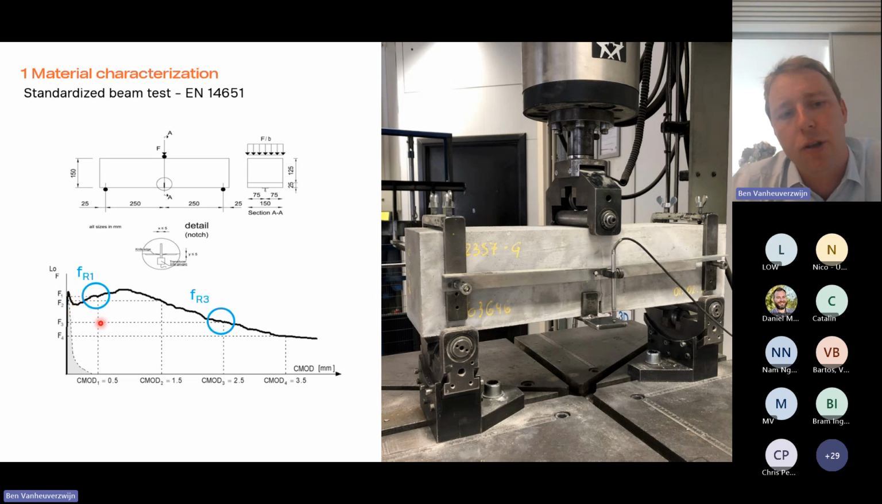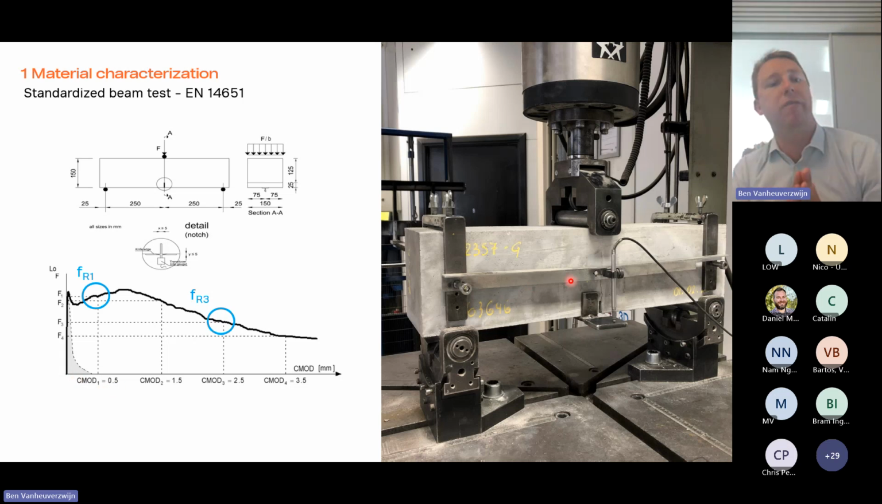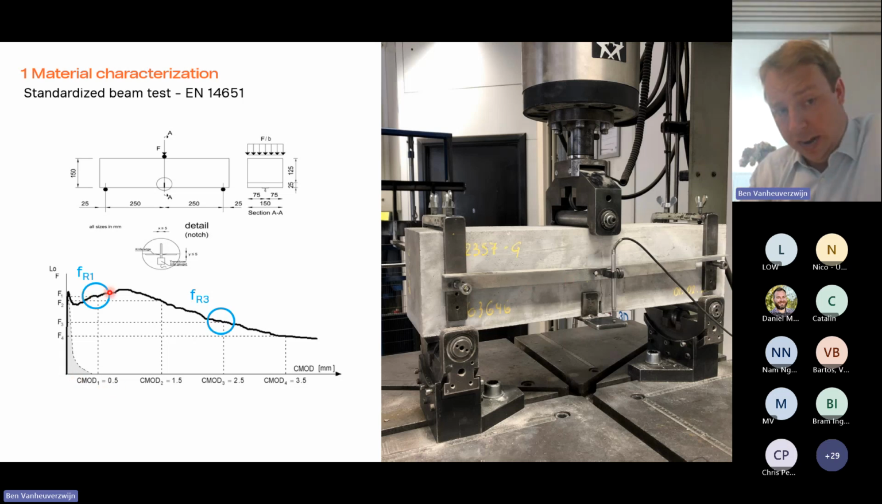On this graph, in most standards, we identify 2 values, FR1 and FR3, we call them. FR1 is at a small deformation. CMOD is actually the opening of the saw cut that you measure. So CMOD of 0.5 means that the saw cut is opening by 0.5 millimeter. So you can imagine FR1 is at low deformations. It will be used more for SLS, serviceability limit state calculations. FR3 is further down the line at higher deformation, so FR3 is more for ultimate limit state calculations.